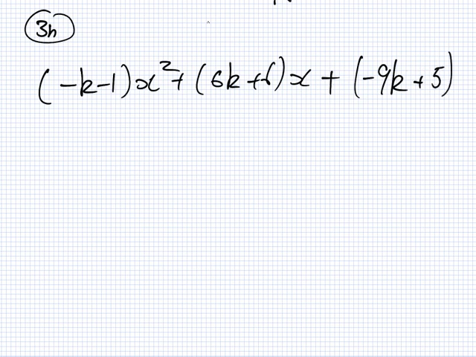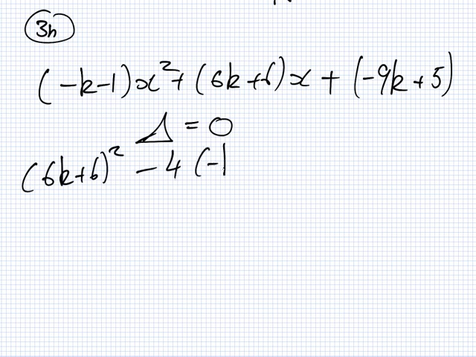So how many roots? 1. So it means the discriminant is 0 again. b squared minus 4ac should equal 0.